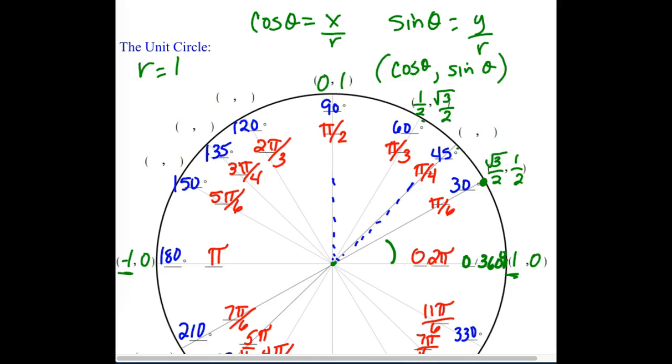Okay? Cosine's x, sine's y. How about for 45 degrees? That's the triangle where both legs are 1 and the hypotenuse is root 2. So sine and cosine of 45 are both what? Yep, rationalized would be root 2 over 2.